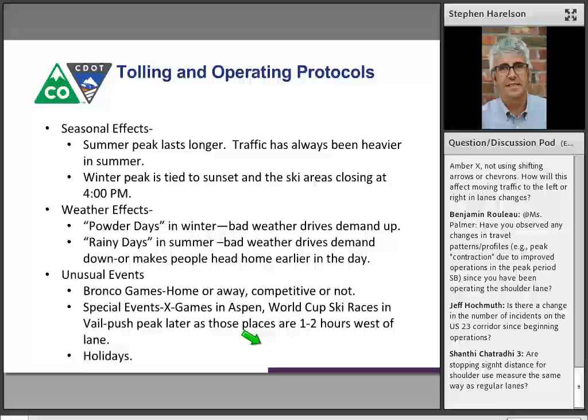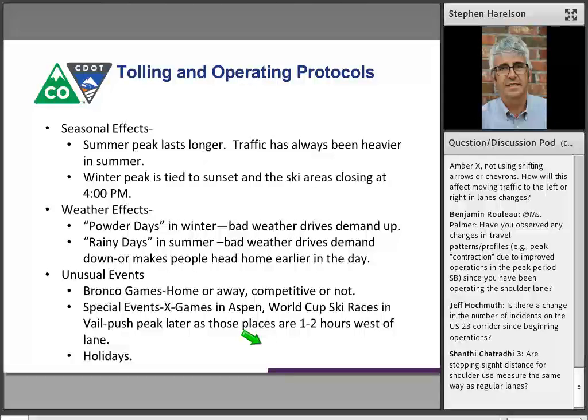People will stay fishing or camping or hiking until sunset rather than until 5 o'clock in the wintertime when it gets dark. The wintertime peak is tied to the sunset and when ski areas close at 4 p.m. So everyone gets into their car as soon as the lifts close or an hour before the lifts close, and it's a much more intense peak, but it's much shorter. In the summer peak, we never get the peak hour numbers like we do in the winter, but it starts at 2 in the afternoon and goes till 8 at night.